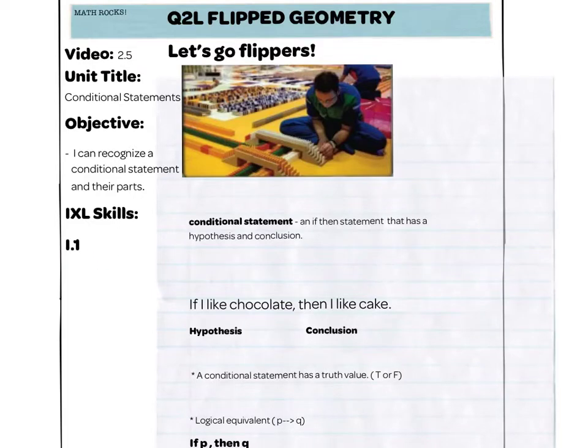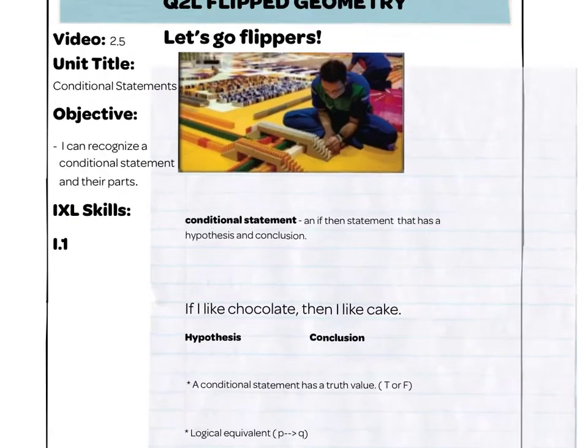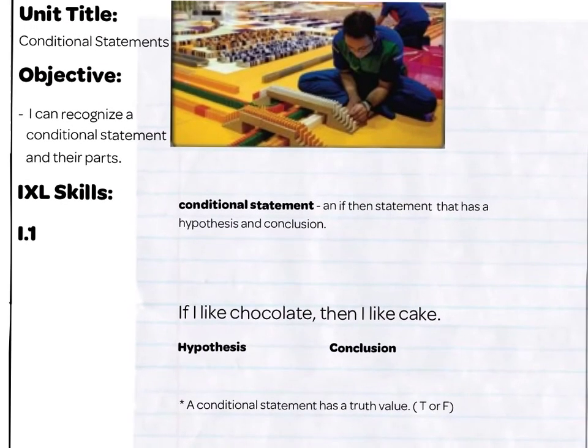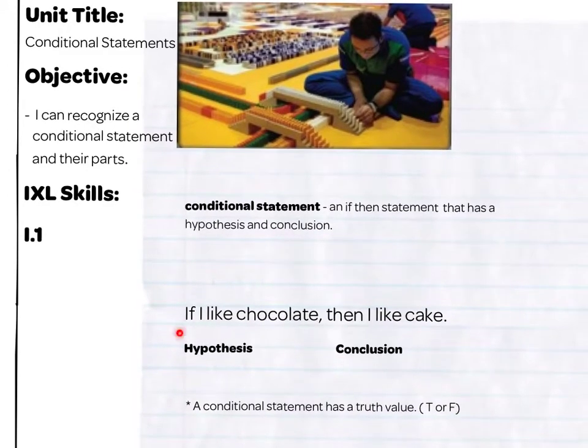Let's go, flippers. So our first definition is going to be of conditional statement. A conditional statement is going to be an if-then statement that has a hypothesis and a conclusion. An example of this would be: if I like chocolate, and I do sometimes, then I like cake. So this is my conditional statement.